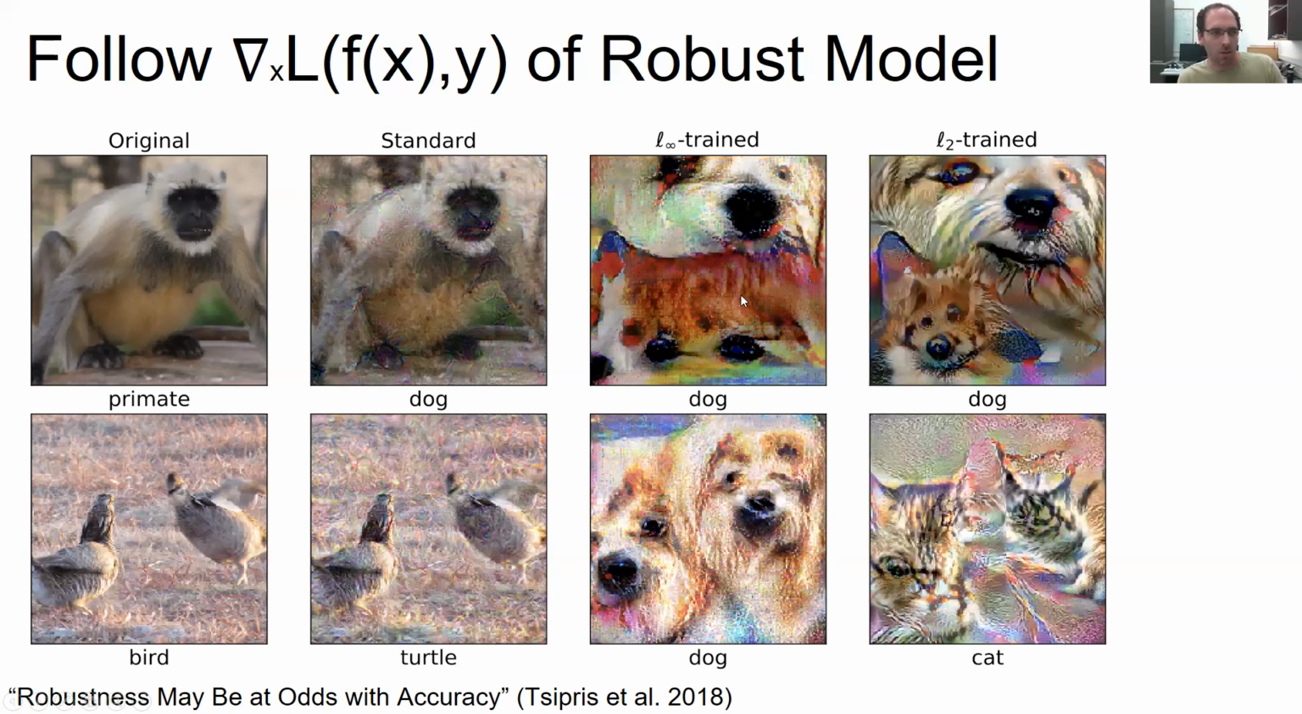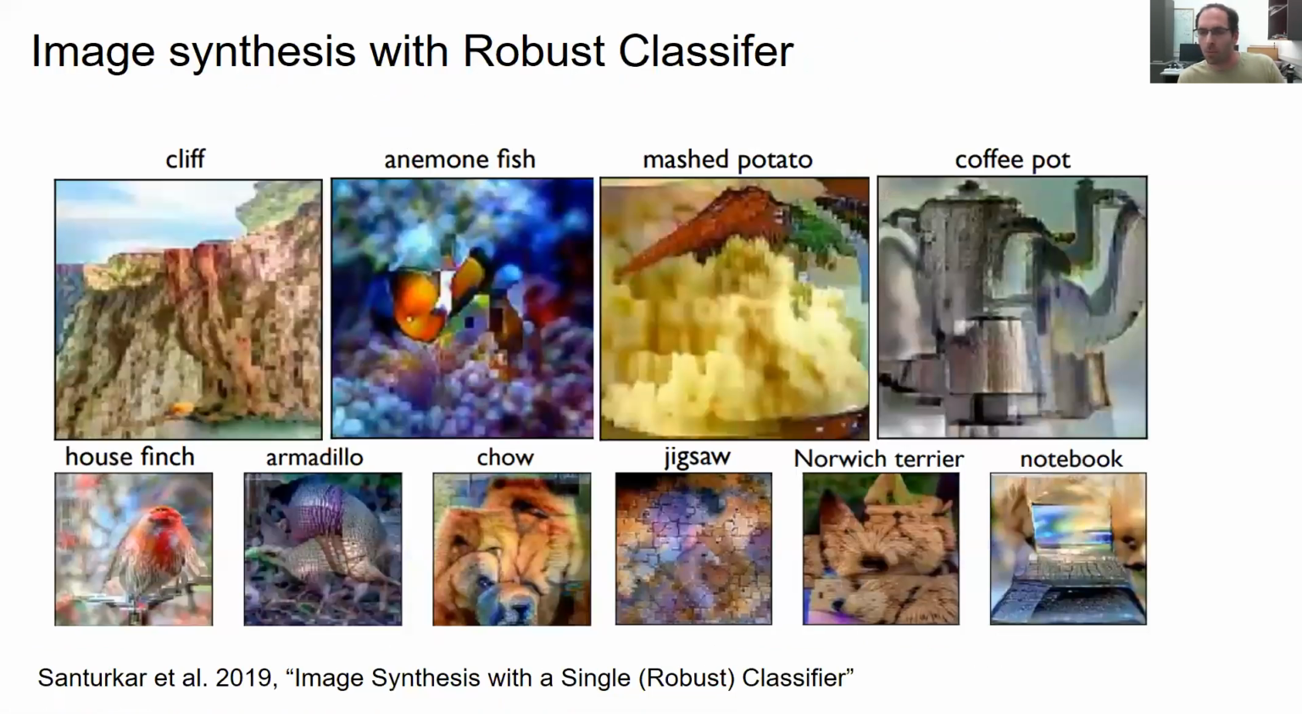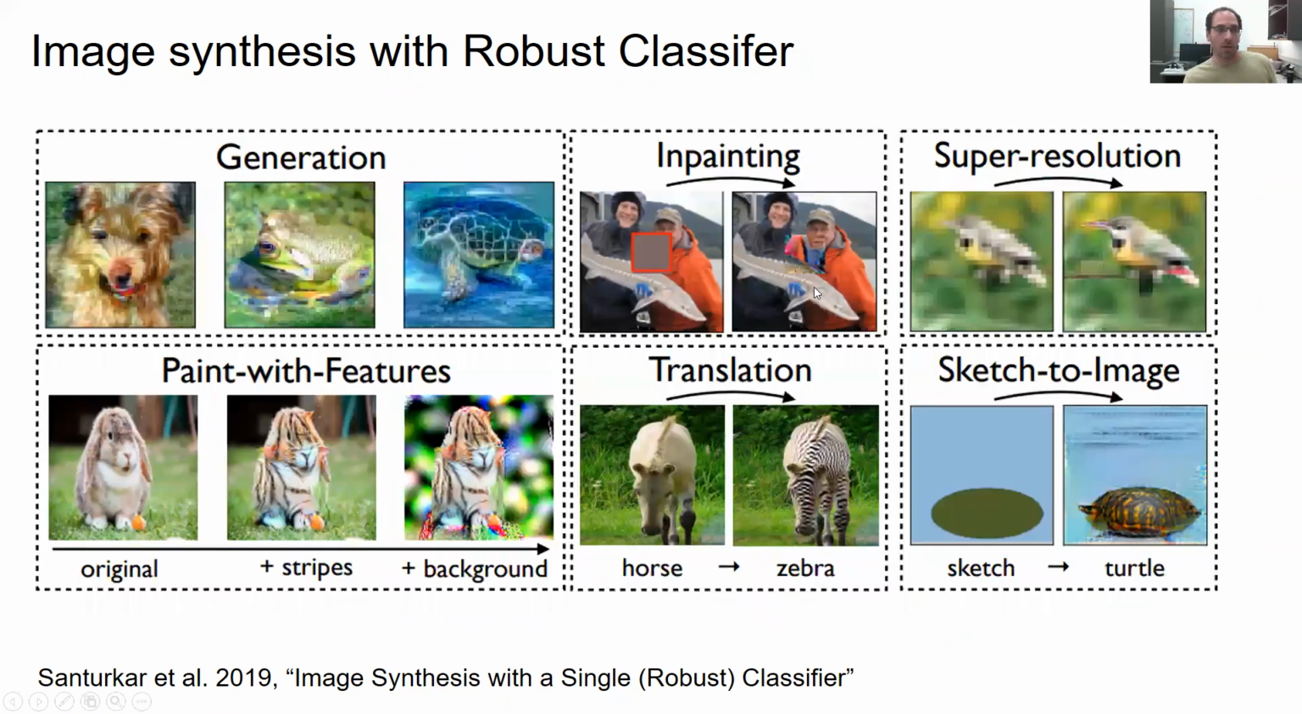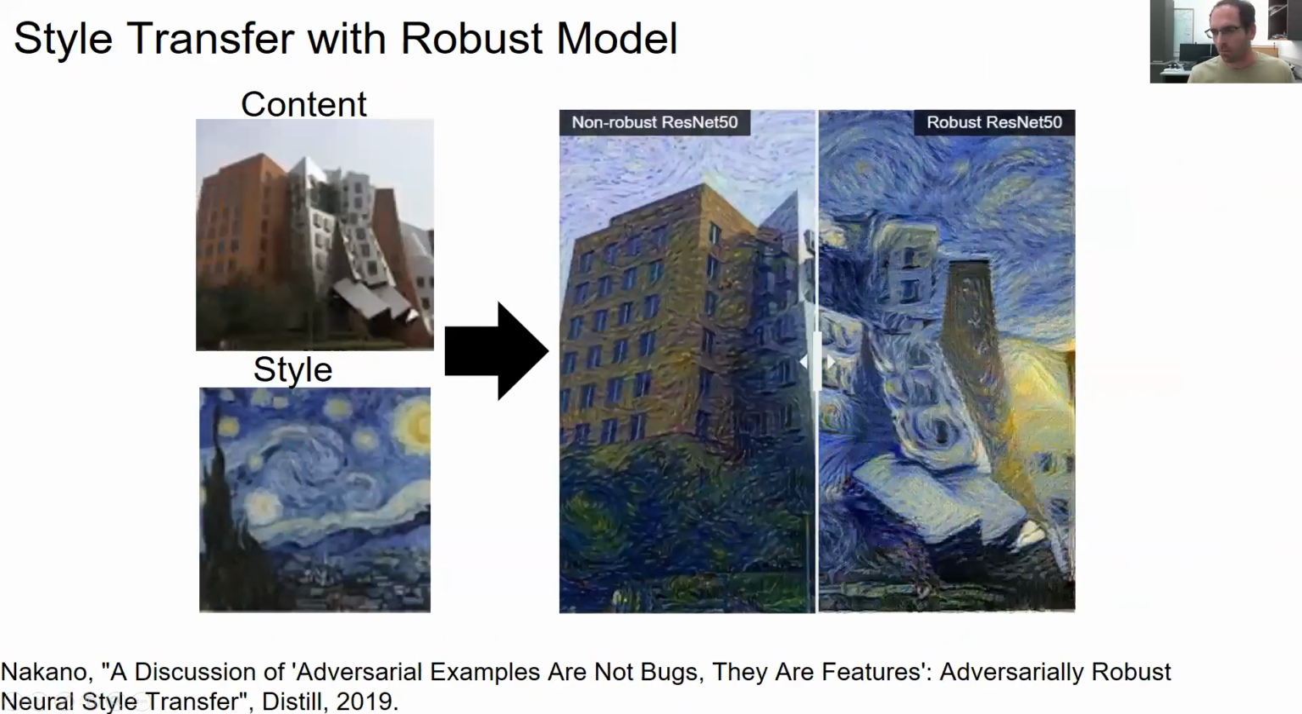So this is a really cool feature of robust models, which they even published a follow-up paper where they generate random images by only using a robust classifier. Here are some examples, also of dogs, birds, primates. And they also show how they can do some other vision tasks using this robust classifier, like super resolution, inpainting, all sorts of stuff. I really urge you to read it. It's a really cool one. And also another paper showed that you can actually make style transfer work better for some models when you train them robustly.